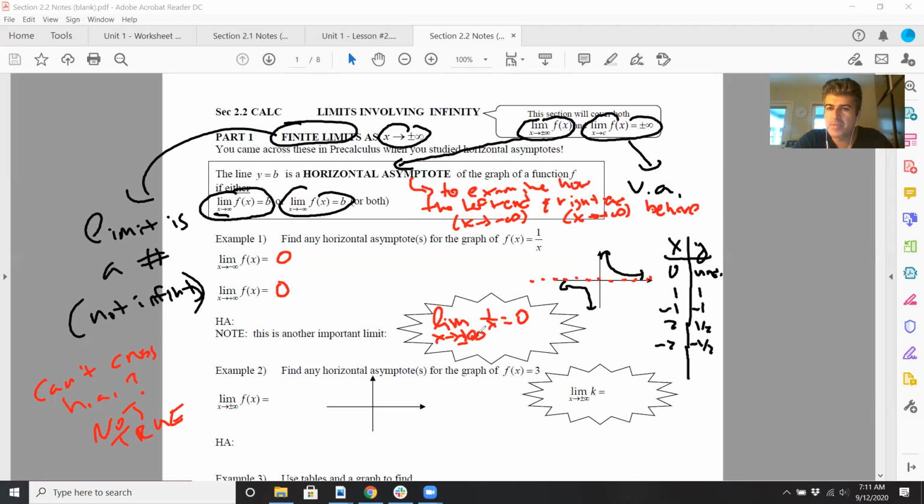Let's investigate horizontal asymptotes for other types of functions. What if you have a constant function like f of x equals 3? Well, if f of x equals 3, that's just a horizontal line that crosses the y-axis at, of course, 3. So regardless if I'm going towards positive infinity or negative infinity, the limit's just going to be 3. So you could think of a constant function having horizontal asymptotes, because that's the whole point, is examine how the left and right ends behave. It's not a boundary you can't cross.